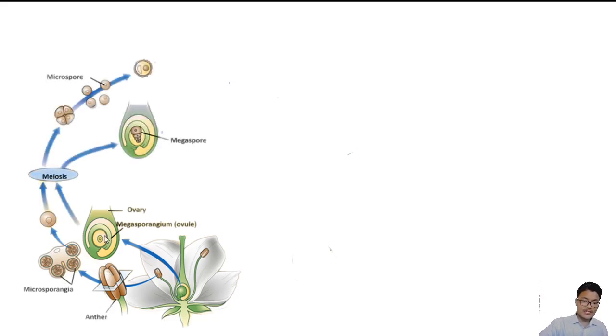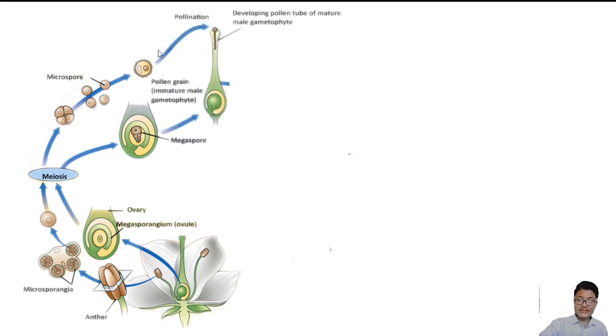After meiosis of the cells inside the megasporangium and microsporangia, there is formation of microspores and megaspores. Megaspores are spores produced inside the megasporangium. Microspores are spores produced inside the microsporangia. Both megaspores and microspores are produced through a process called meiosis, or reductional division. That means microspores and megaspores are haploid in nature.